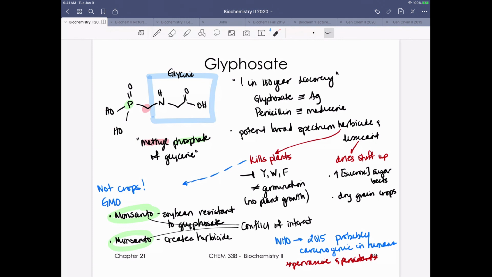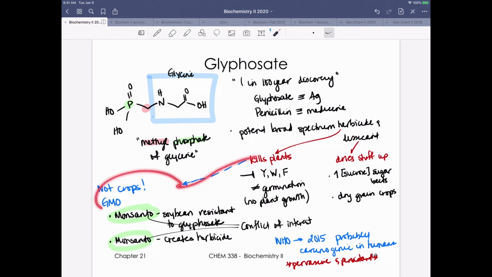So for a long time, people were calling glyphosate this one-in-100-year discovery. They were saying glyphosate is to agriculture what penicillin was to medicine. It was this massive discovery. What glyphosate really is, is a potent broad-spectrum herbicide and a desiccant. So initially, it was used very heavily as an herbicide because it will kill plants.